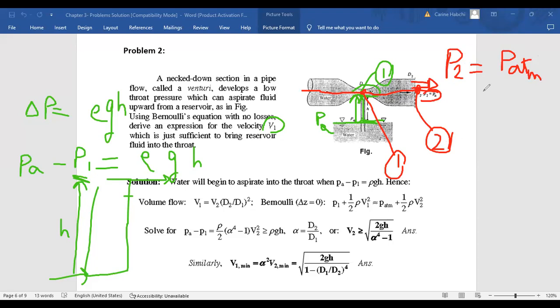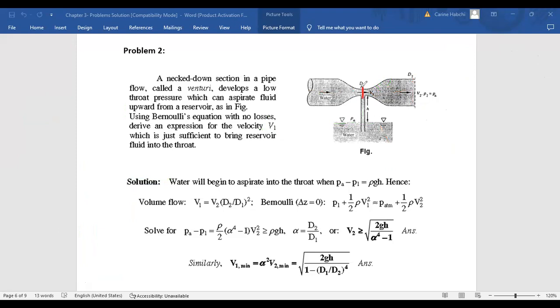Okay. And now, what about the velocity V2? We have here a velocity V2. How can we link V2 to V1? Look, I have V1 here, and the diameter here is D1. And I have here a larger diameter D2. How can I find a relation between velocity at this section V1 and velocity at this section V2?